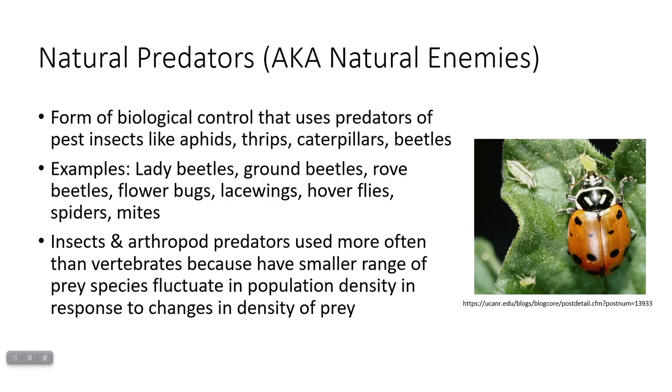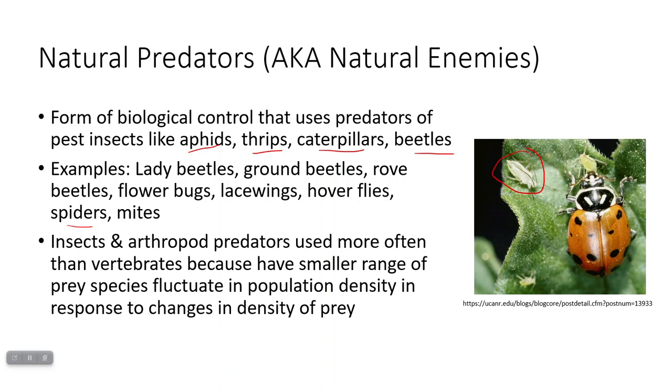Then you can use natural predators, which is sometimes called natural enemies. So the pest insects that you're usually trying to control are aphids, which are these little guys right here, thrips, which I don't have a picture of, caterpillars, and beetles. And what you can do is find predatory organisms. Now, a lot of times these predatory organisms are insects. So you can introduce spiders that like to eat your prey. You can introduce lady beetles, which is apparently what we call ladybugs now. Ladybugs may seem cute, but they're actually vicious predators of other insects. So here is a picture of a ladybug attack, basically hunting and eating an aphid.